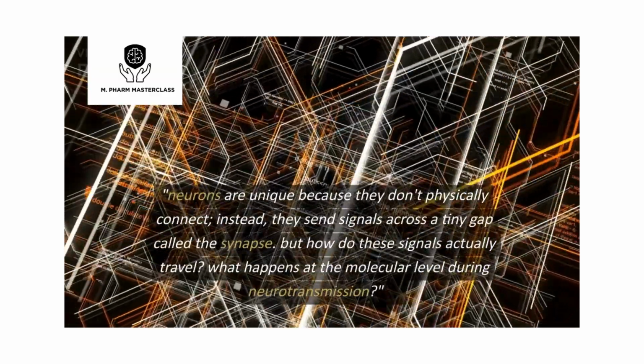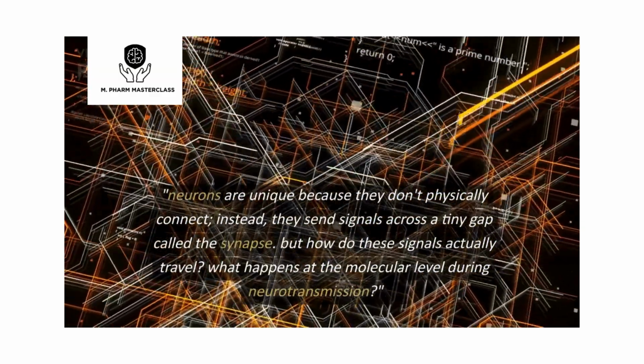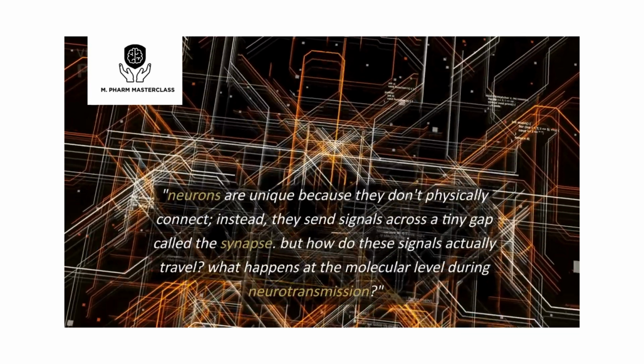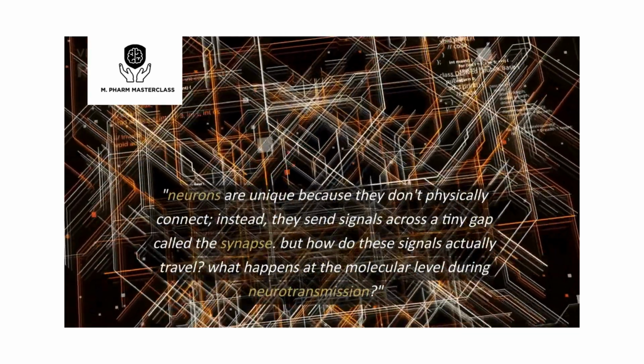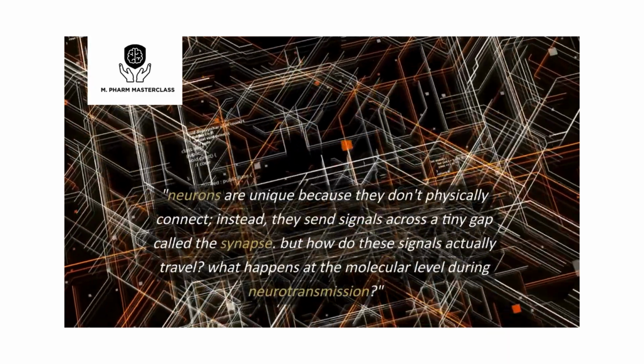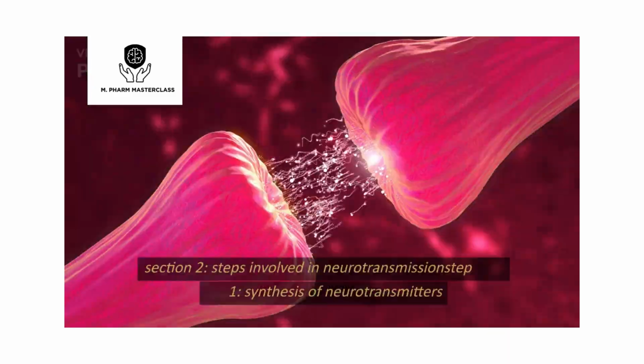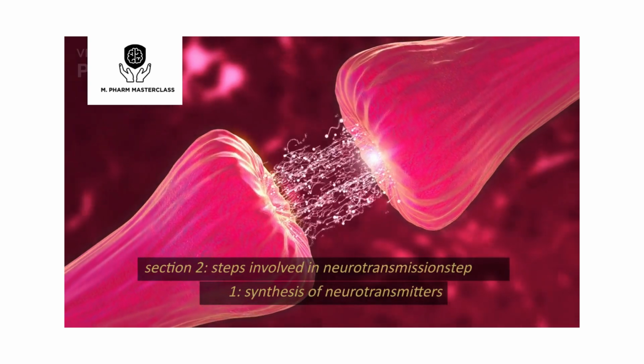Neurons are unique because they don't physically connect. Instead, they send signals across a tiny gap called the synapse. But how do these signals actually travel? What happens at the molecular level during neurotransmission? Section 2. Steps involved in neurotransmission.